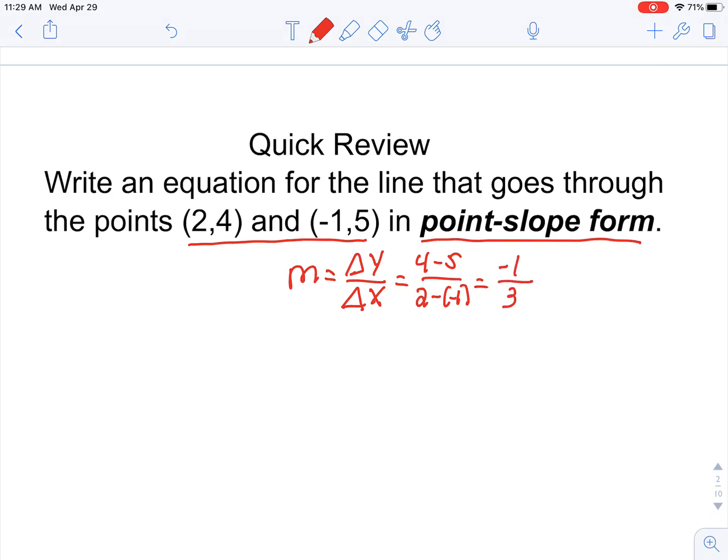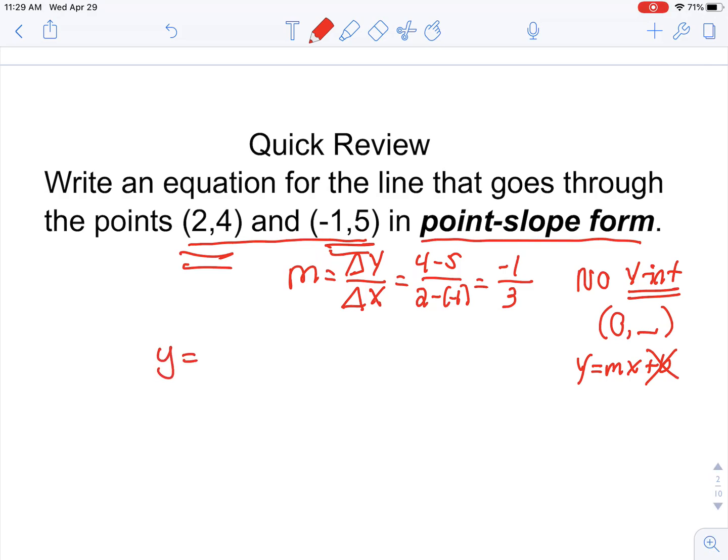But in this particular example, I do not have a y-intercept. Remember that a y-intercept would have to have an x value of 0, and neither of these points has an x value of 0. So because there's no y-intercept, I'm not going to be using this equation to write my line since I don't know the b value.